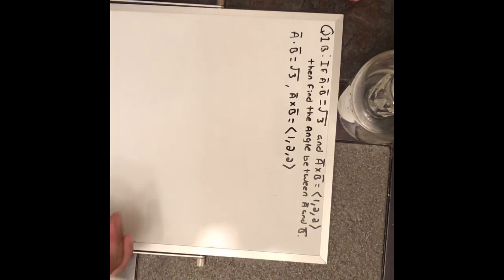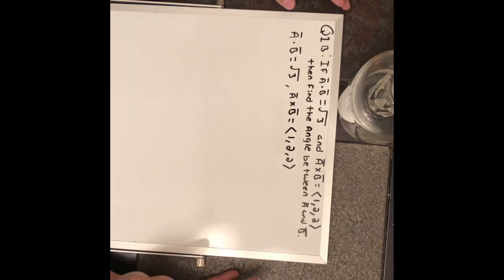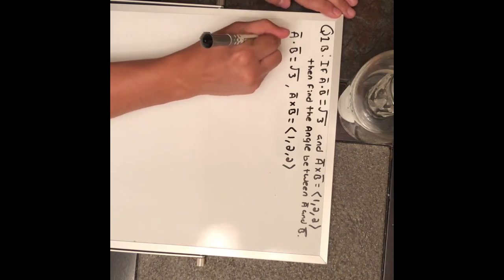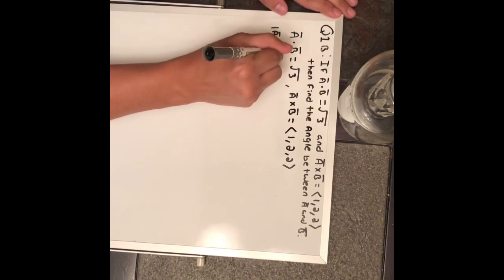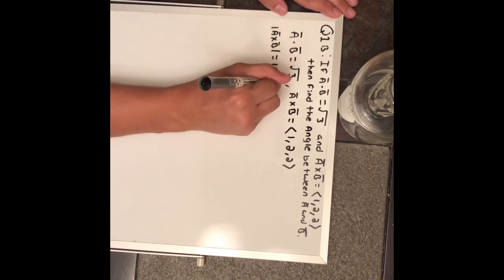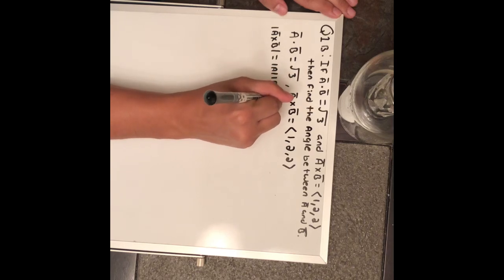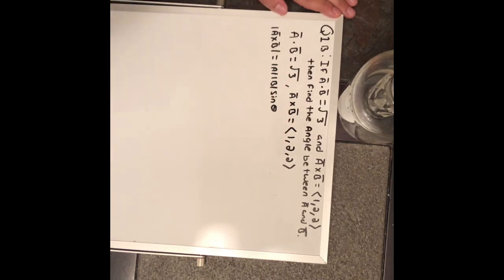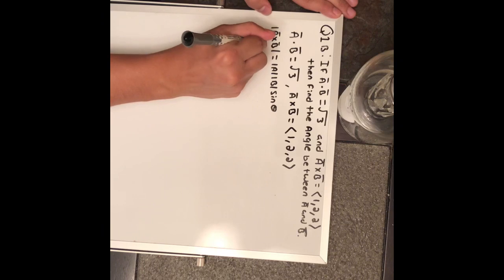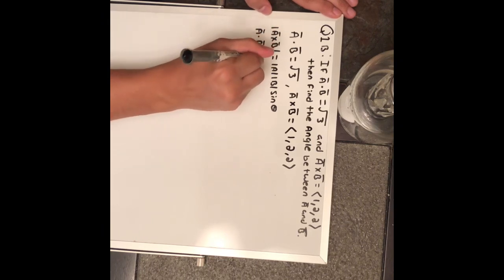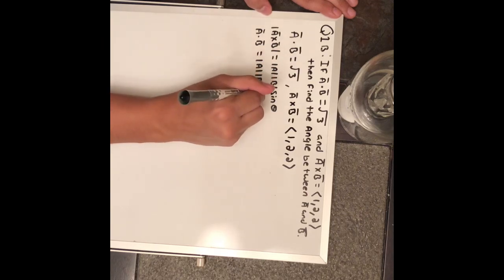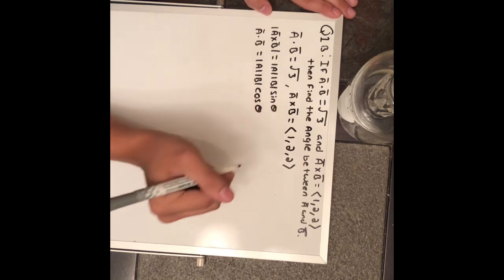So the first identity that we should write down is the following. The magnitude of A cross B is equivalent to the magnitude of A times the magnitude of B times sine theta. Similarly, for the dot product, we can write down vector A dot vector B is equivalent to the magnitude of A times the magnitude of B times cosine theta.